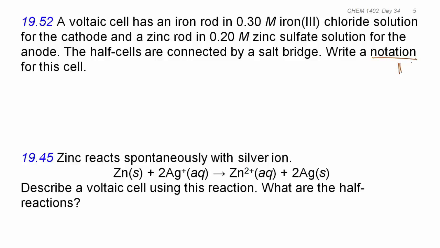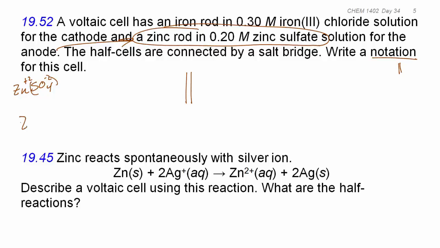So what was the anode? They said the anode, zinc rod and 0.2 molar zinc sulfate, was the anode. So here's my salt bridge. Zinc rod and zinc sulfate. The sulfate isn't doing anything. The sulfate is there just to get that zinc plus 2, because sulfate has a -2 charge.